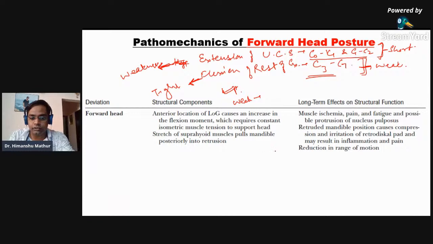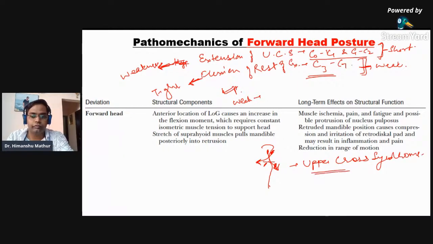Okay, so if we draw it like this, if this is the thoracic spine, there is a tightness of the upper cervical spine muscles, there is a tightness of the pectorals, there is a weakness of the deep flexor muscles, there is a weakness of the retractor muscles. So weakness will follow like this, and tightness will follow like this. So this becomes a cross. It is known as upper cross syndrome. As we have studied the lower cross syndrome, this is known as the upper cross syndrome. All right, so always remember that.